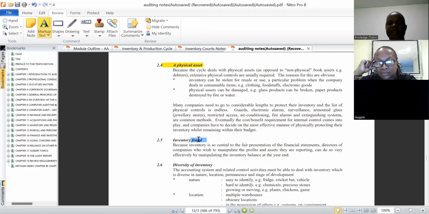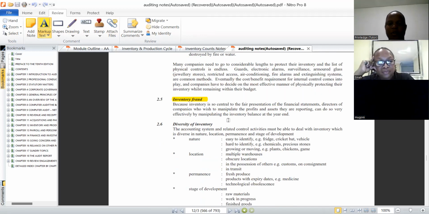And very important, there is a high frequency or probability of fraudulent activity when it comes to inventory. A typical example of that fraudulent activity is where management would record more value of inventory in their financial statements than what they actually have in stock.